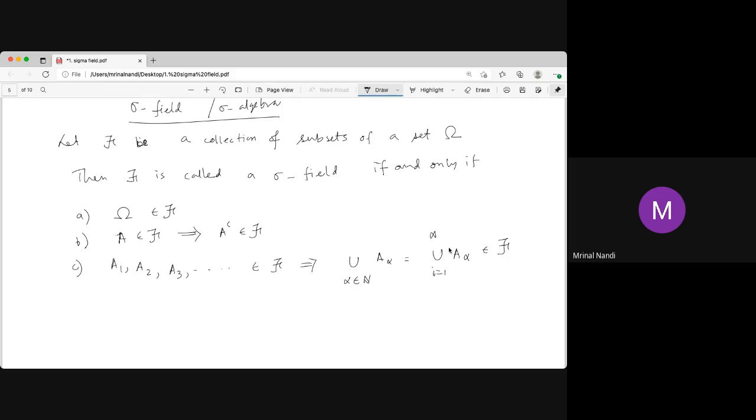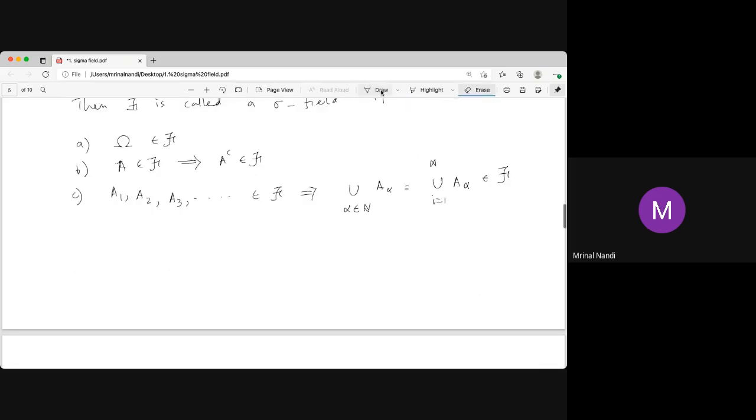So this is the difference between sigma algebra and algebra. In a sigma algebra the union is infinite, while in an algebra it is finite. It is clear from the definition. If omega itself is a finite set, then the concepts of sigma algebra and algebra coincide.